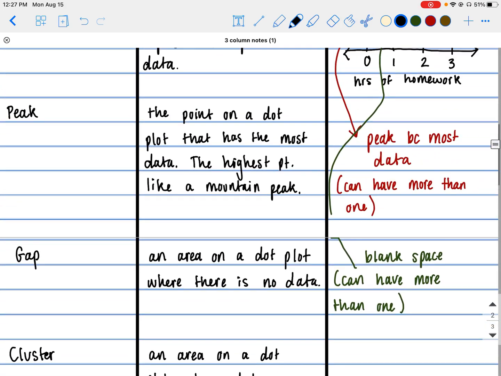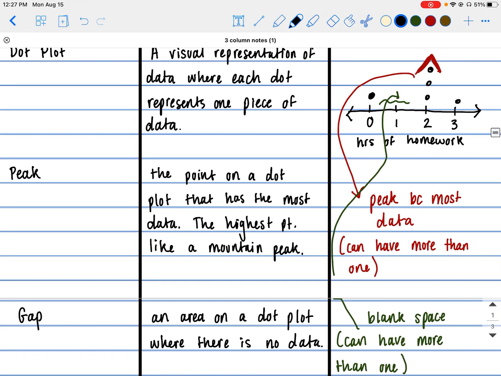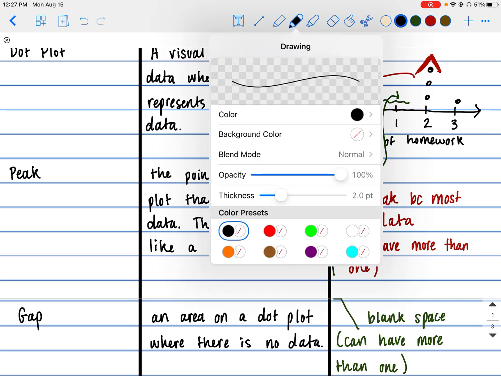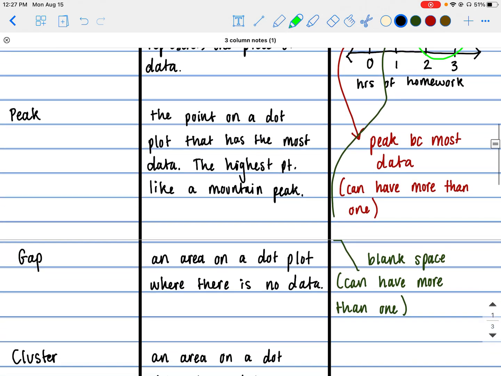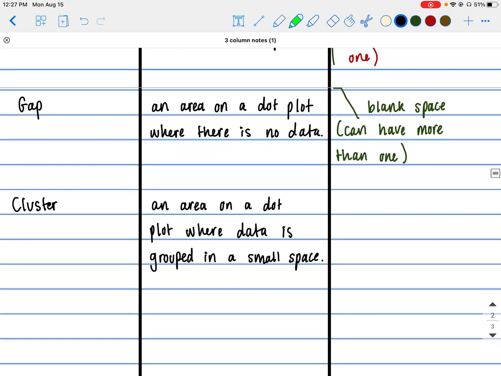Let's look at our dot plot and see if we see a cluster there. I would say in that case, you can kind of argue that a cluster would be where 2 and 3 are together. You can say the majority of the data is 2 and 3 there. That might be a little bit of a stretch, but anywhere where data is grouped together, and same thing, you can have more than one. So we can say grouped together, and once again, you can have more than one.